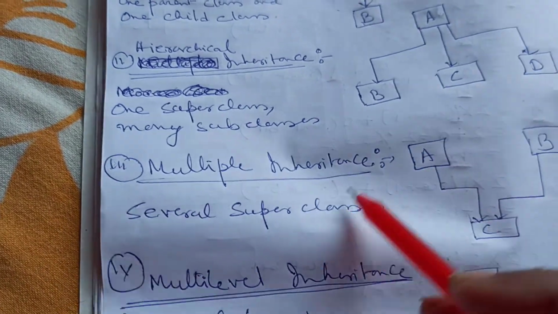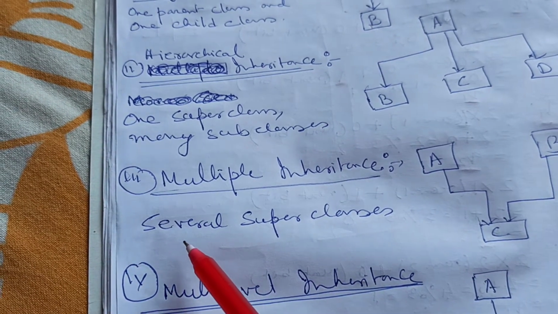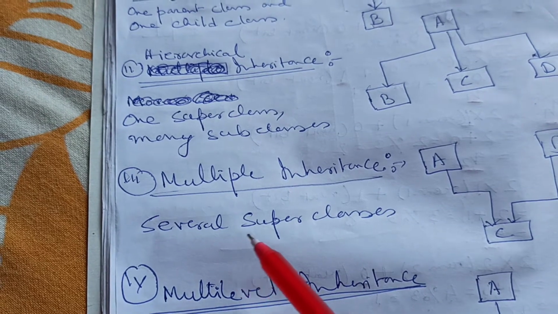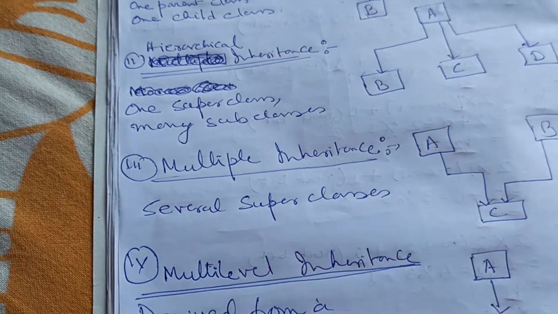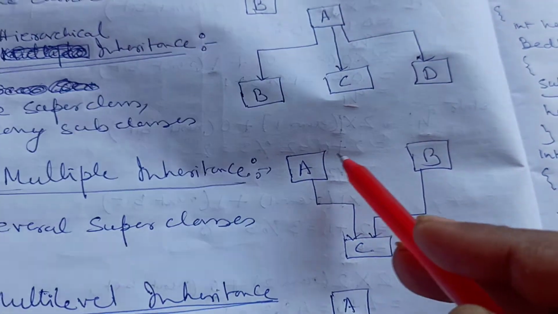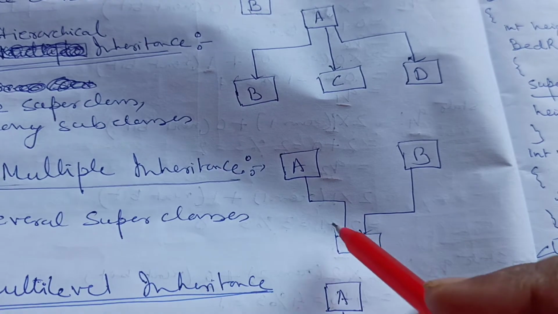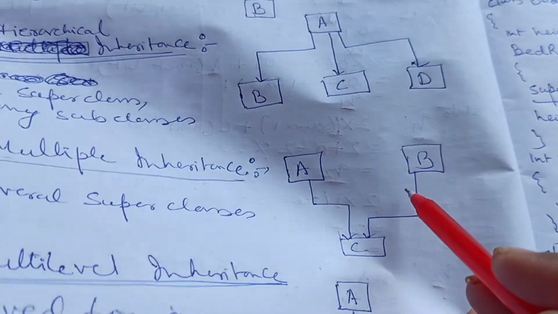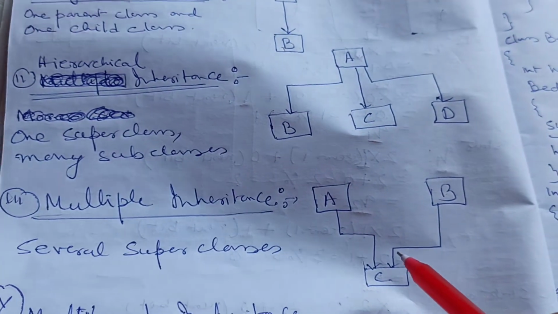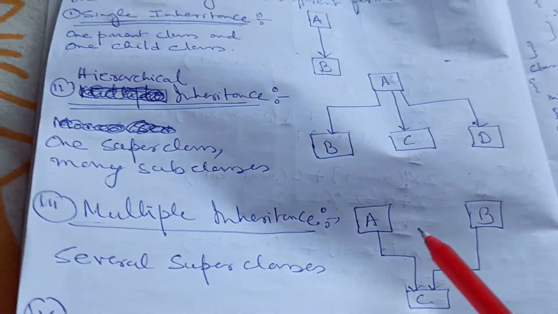Next one is multiple inheritance. Multiple inheritance means several super classes, more than one super class. You can see from this picture here A is a parent class, B is also a parent class, but C is the child class. So more than one parent class can be inherited to C. This type of inheritance is known as multiple inheritance.